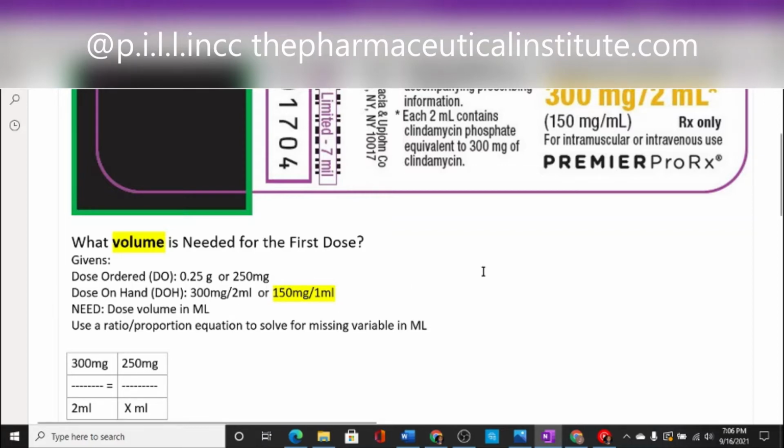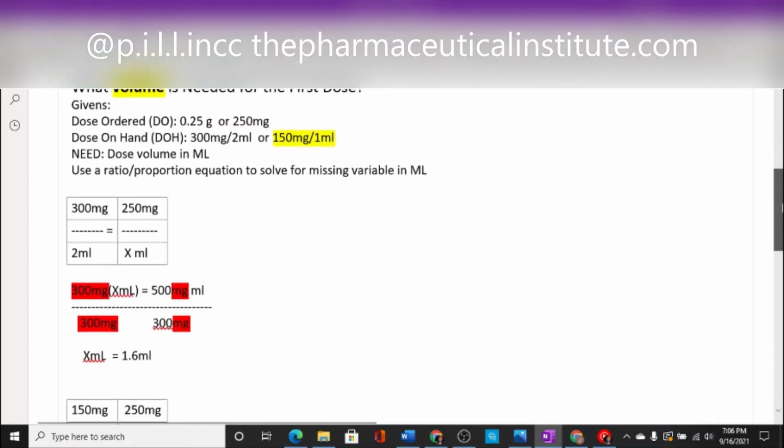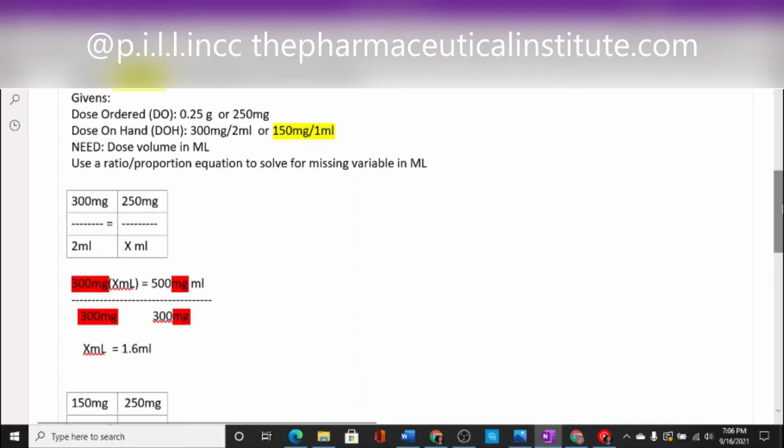Let's set up our ratio proportion equation. 300 milligrams per 2 mLs, that's our dose on hand on our left-hand side, just like before. And our dose ordered on our right-hand side, 250 milligrams per unknown volume. We'll cross-multiply like before, and it yields 300 milligrams per unknown volume, set equal to 250 times 2 equals 500 milligrams per ml.